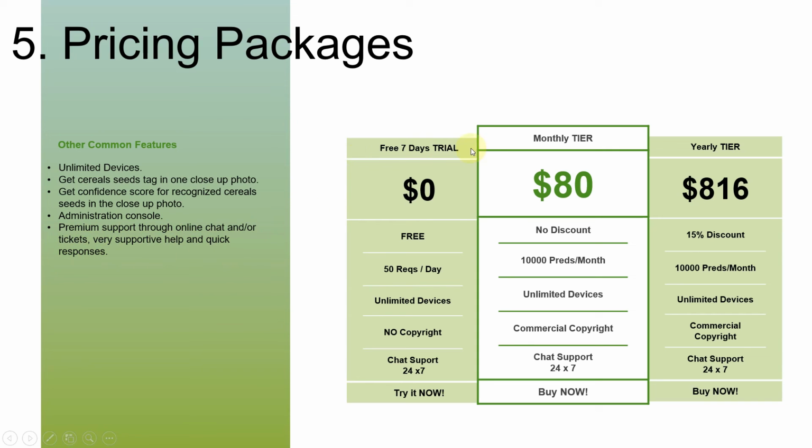For the free 7 days trial you have 50 daily requests, no copyright. For monthly and yearly tiers you have 10,000 predictions per month, commercial copyright. Monthly tier is $80 and yearly tier is $816 with 15% discount included.